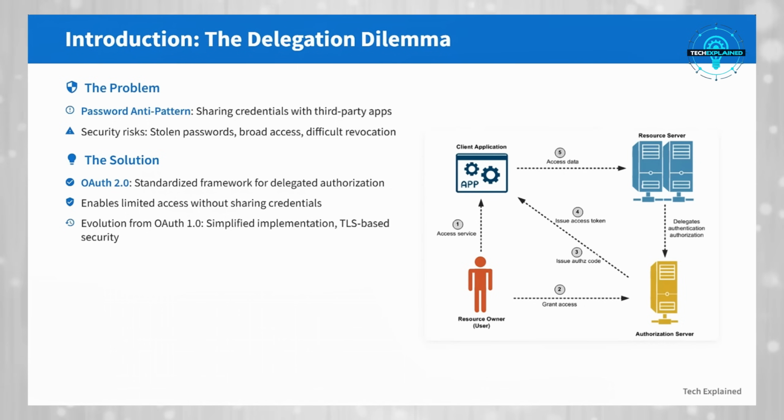Since its publication in 2012, OAuth 2.0 has become the industry standard for delegated authorization. It's the invisible technology powering all those seamless integrations we use every day. So why should you care? Well, if you're building applications that need to access user data from other services, or if you're responsible for securing such systems, understanding OAuth 2.0 isn't just helpful, it's absolutely essential.